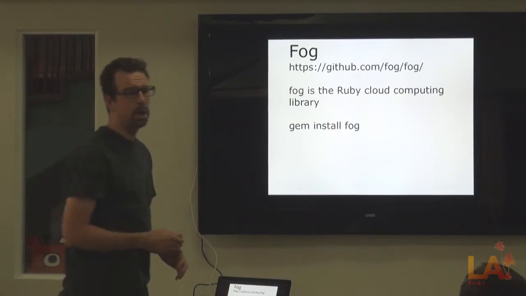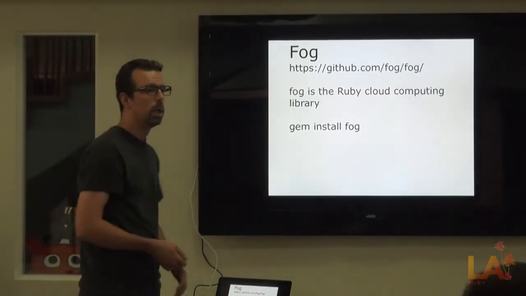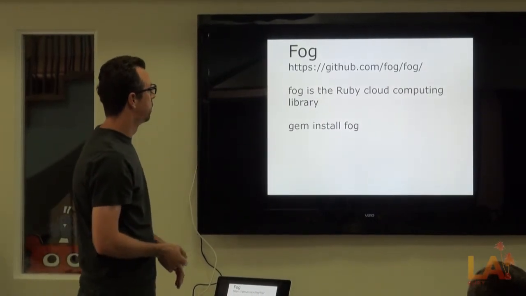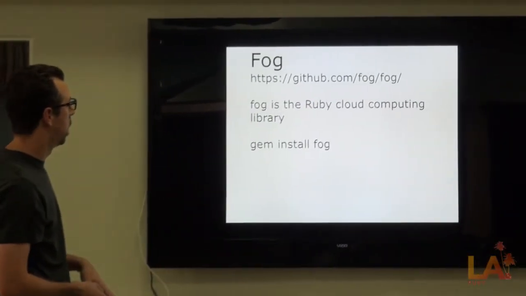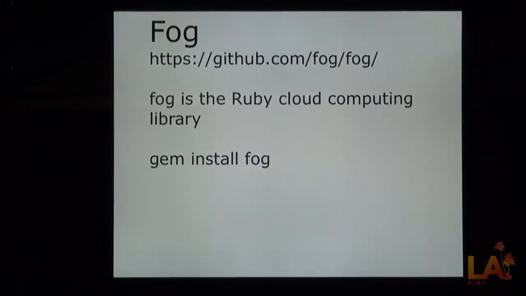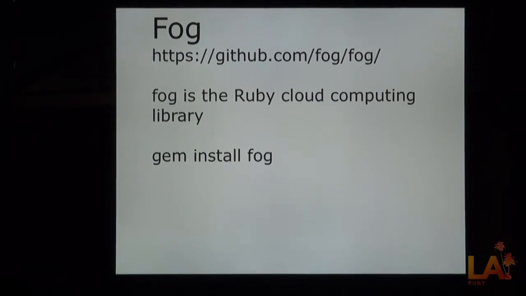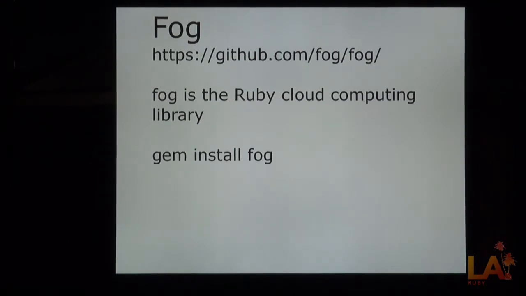How many people here know about the Fog Cloud library? Okay, a couple people. So Fog is a Ruby gem, and it abstracts the specific compute language for each cloud provider into something more generic. So you can say something like server start, and you can direct that to any cloud provider like Rackspace or AWS, and it will work no matter who you're directing that at.